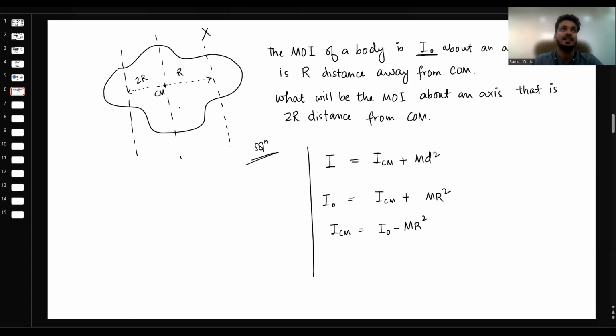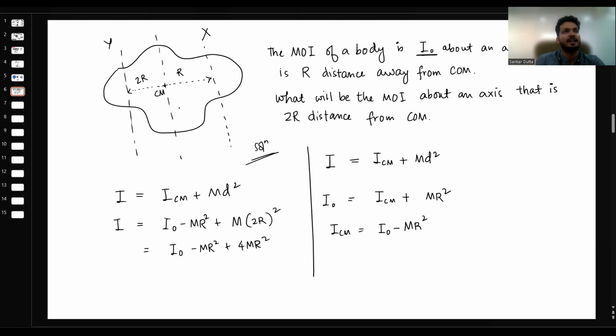Now for the second case, where this y axis is 2r distance away from the center of mass axis. Again, if I write I equals ICM plus md square, this is something we do not know, so I'll just write I. ICM's value I'm going to write as I naught minus mr square. And in place of md square, now these two axes are at a distance of 2r, so I'm just going to plug in 2r whole square. So this is I naught minus mr square plus 4mr square. So your answer will be I naught plus 3mr square.